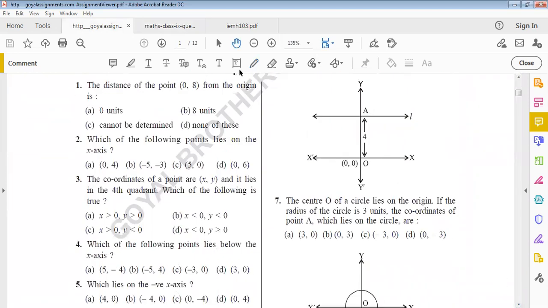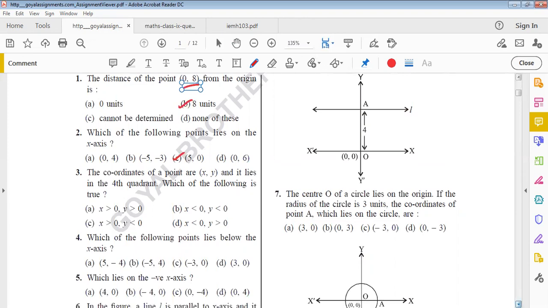Okay, now one more question. The distance of the point 0, 8 from the origin. See, from the origin, 8 units. Which of the following points lies on the x-axis? Lies on the x-axis, y value will be 0. Y value is 0, this is only one point. Okay, this we have done.